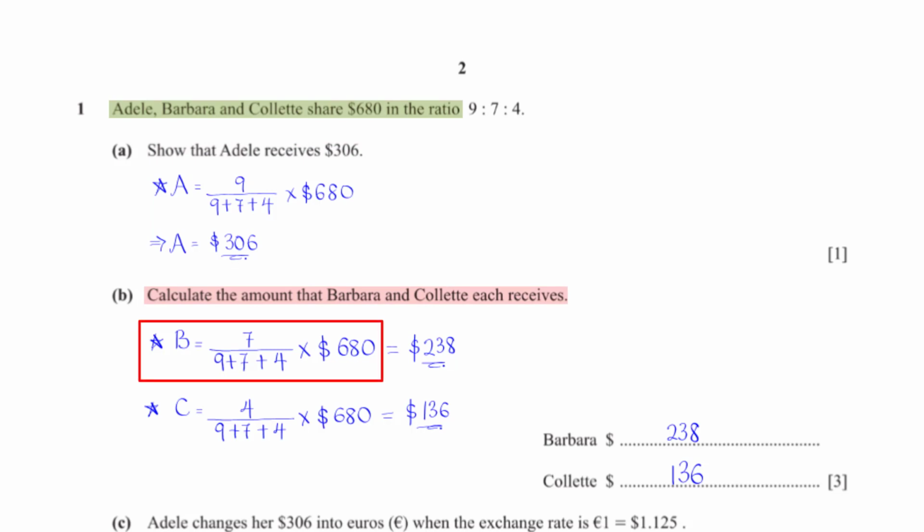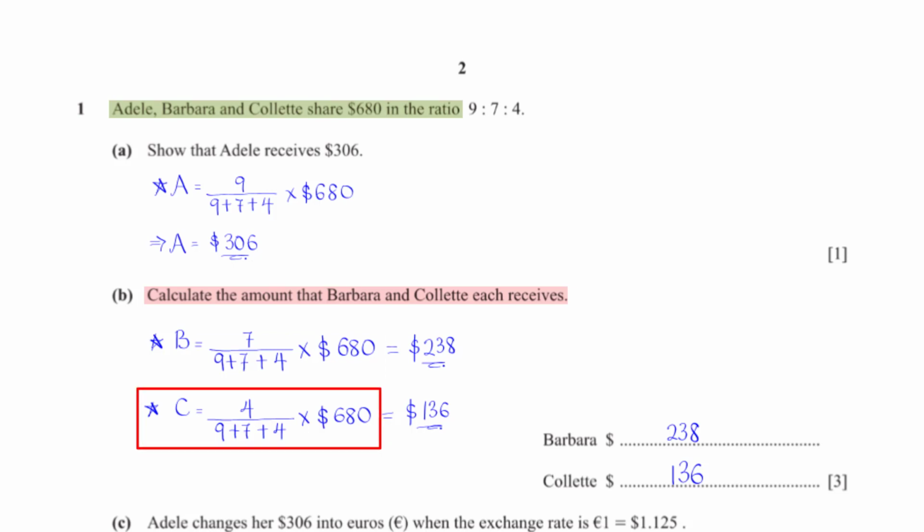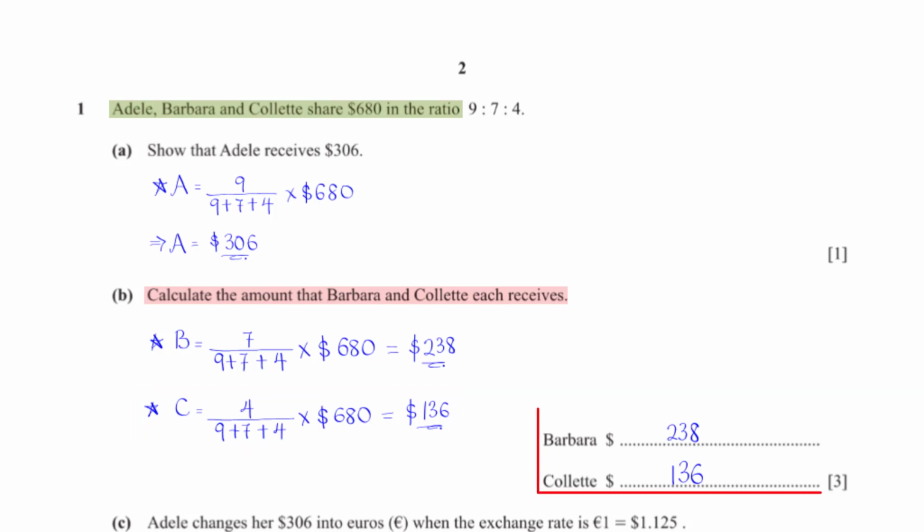Calculate the amount that Barbara and Colette each receives. The amount Barbara receives is equal to the ratio share for Barbara, which is 7, divided by the total ratio, times $680, which is equal to $238. The amount Colette receives is equal to the ratio share for Colette, which is 4, divided by the total ratio times $680, which is equal to $136.